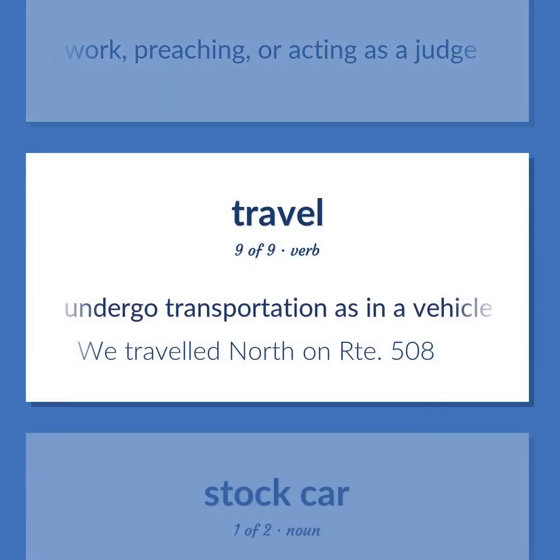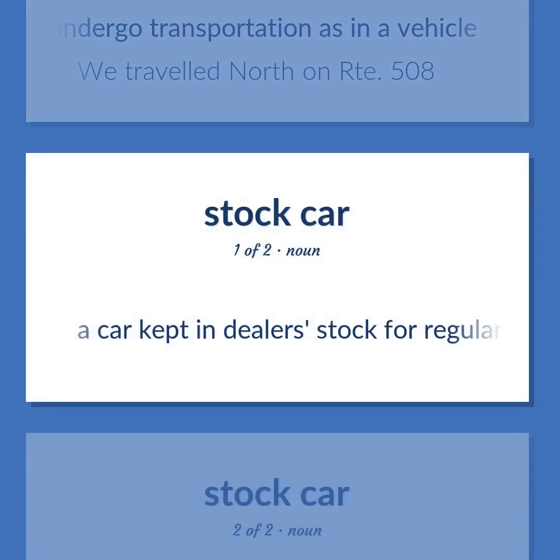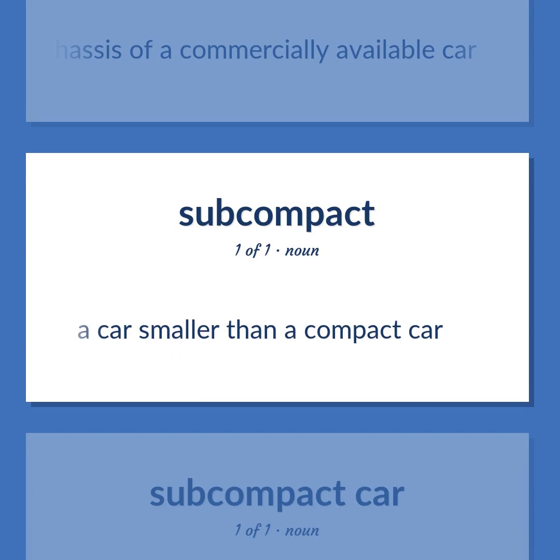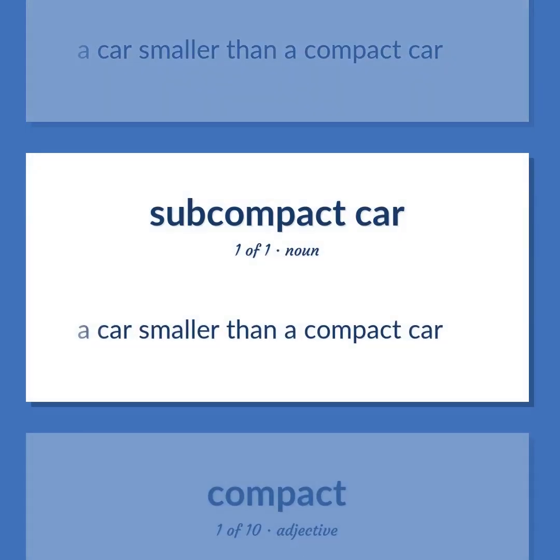Undergo transportation as in a vehicle. We traveled north on Route 508. A car kept in dealer stock for regular sales. A racing car with the basic chassis of a commercially available car. A car smaller than a compact car.